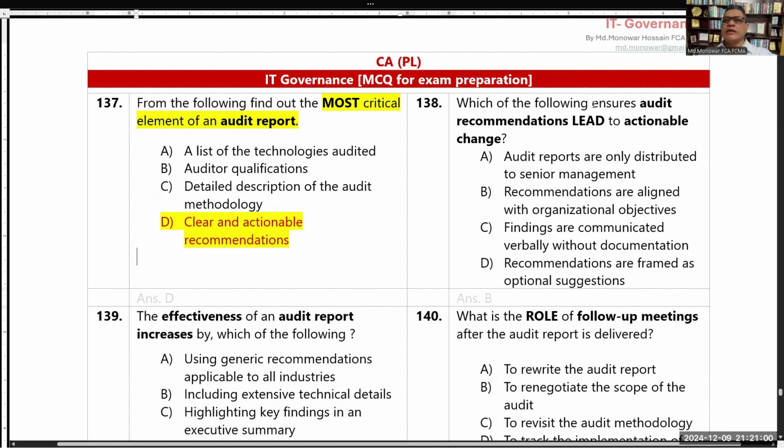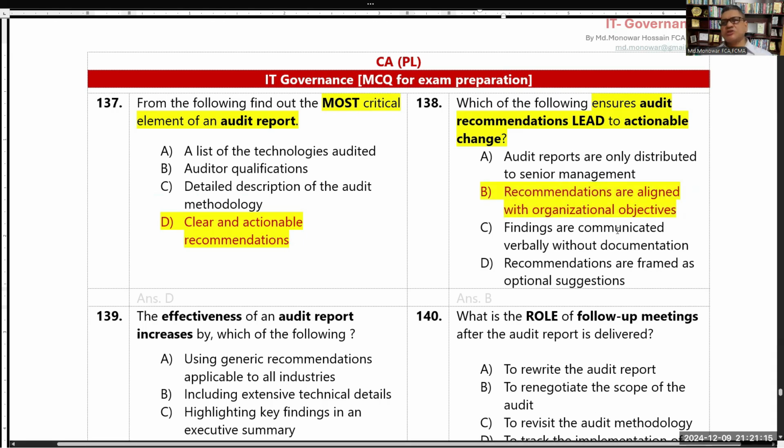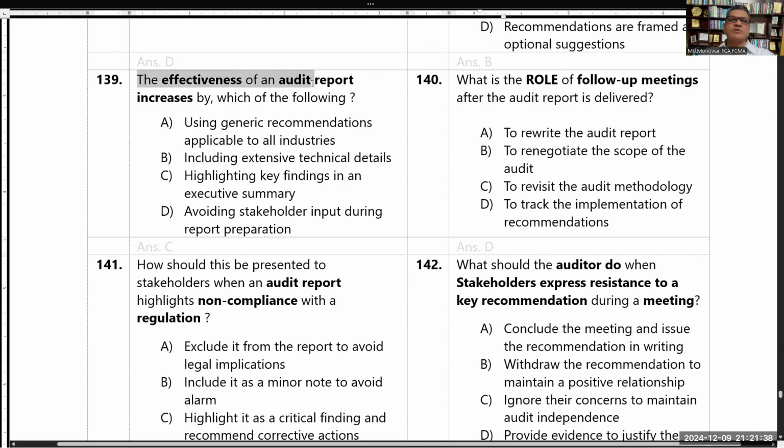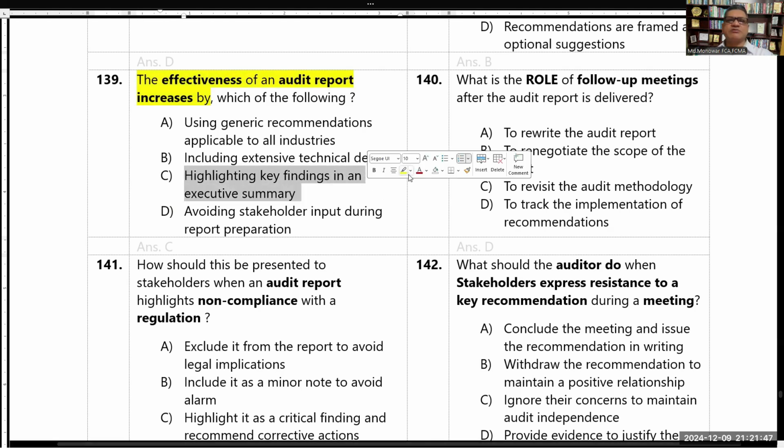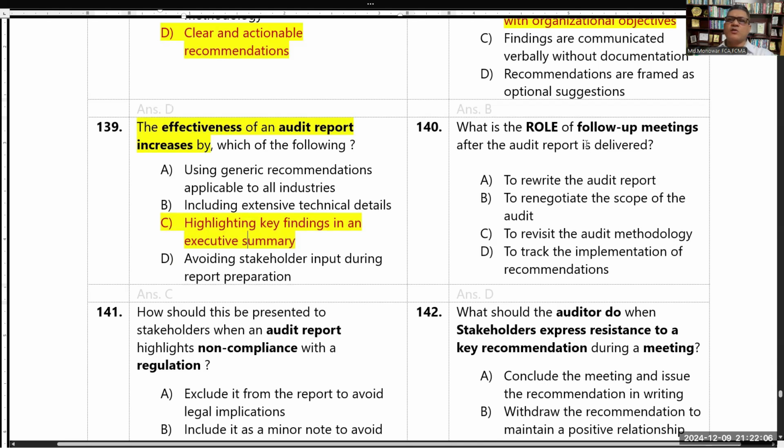Answer D. What ensures audit recommendations lead to actionable change? Recommendations are aligned with organizational objectives. So the answer is B. Answer B. The effectiveness of an audit report is increased by highlighting key findings in an executive summary. So here the answer is C. Answer C. What is the role of a follow-up meeting after the audit report is delivered?